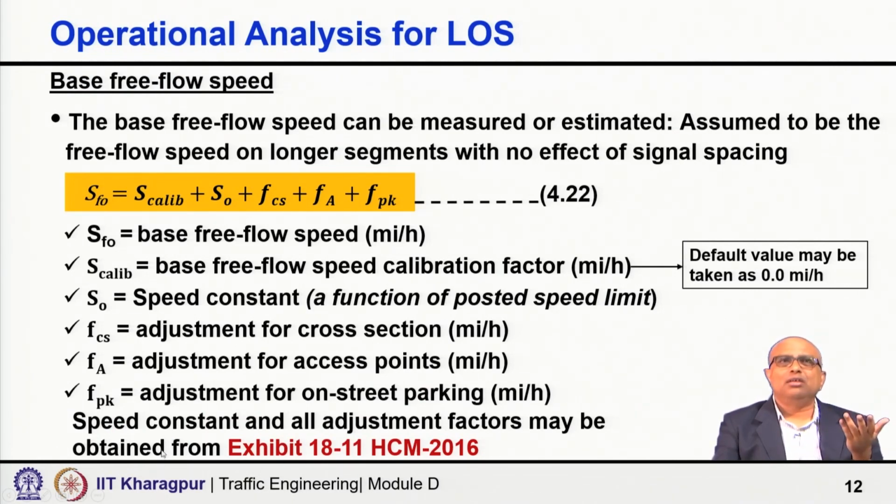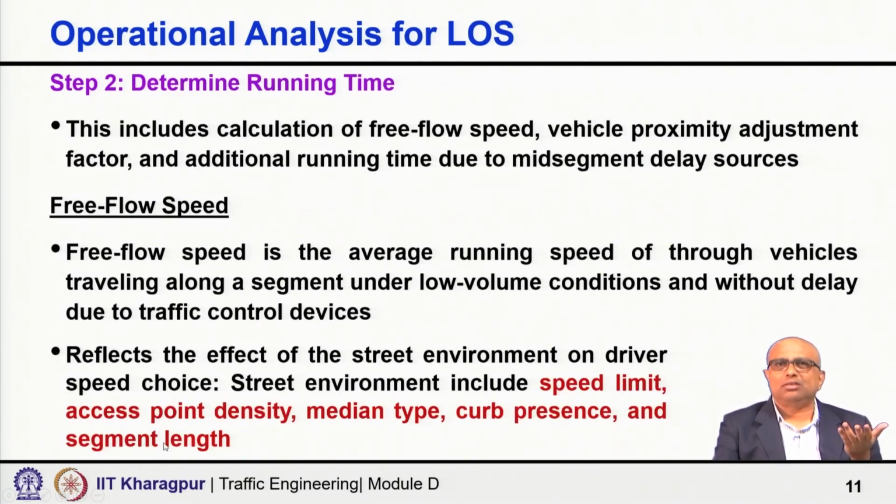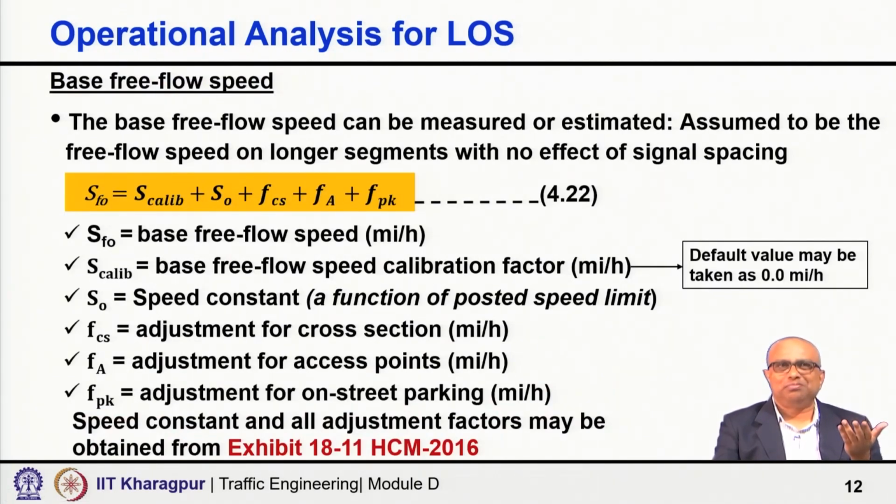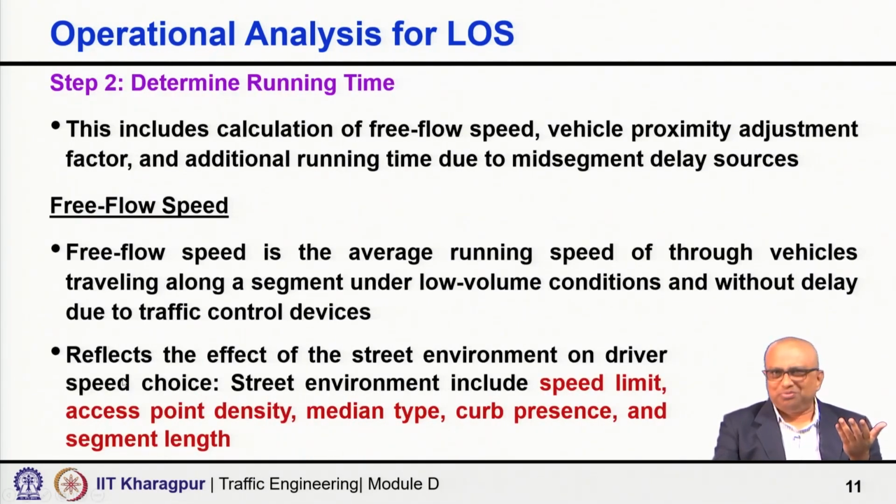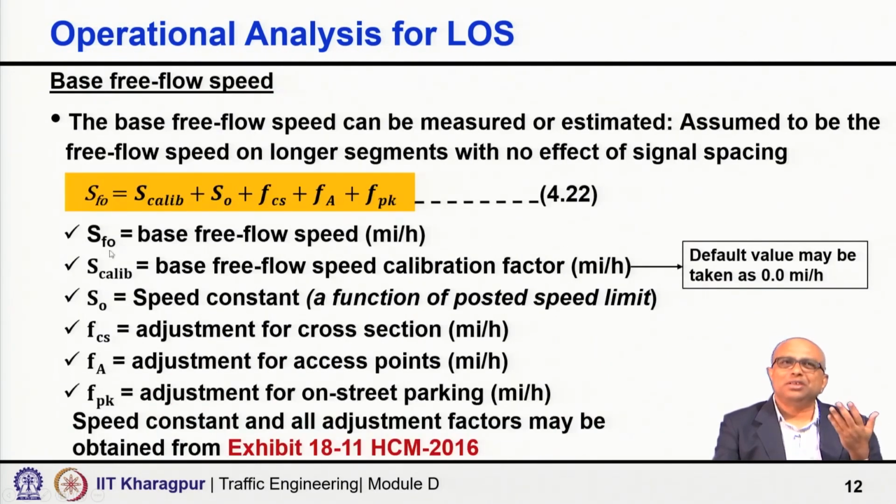Now, if we can measure the free flow speed from the field, it is fine. We may not be able to measure in most cases. So, actually things start not from the free flow speed, but may start from the base free flow speed. You have seen earlier, when we discussed multi-lane highway segments and freeway segments, we always started with base free flow speed, BFFS. The base free flow speed can be measured again or estimated.